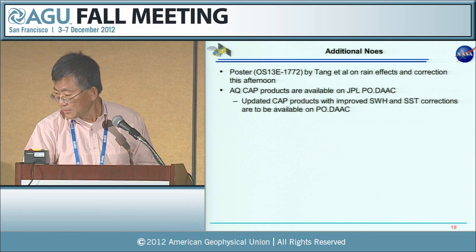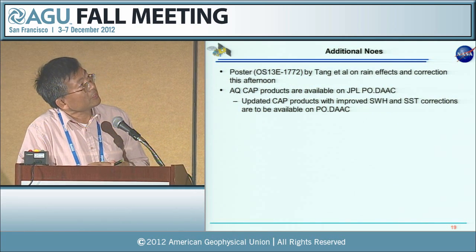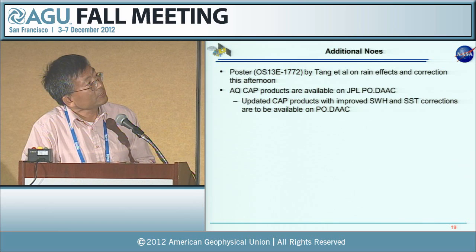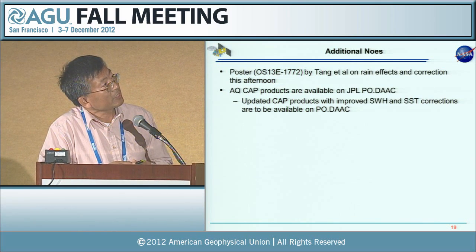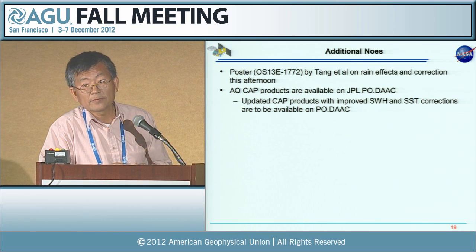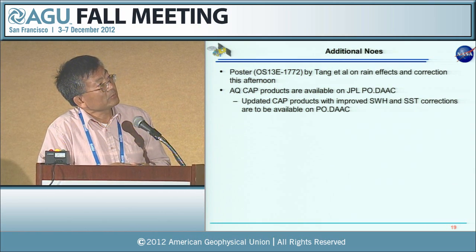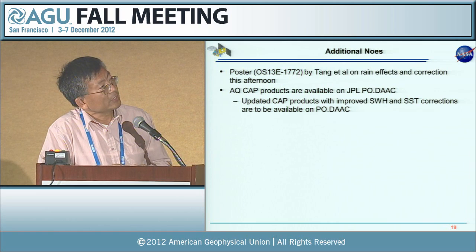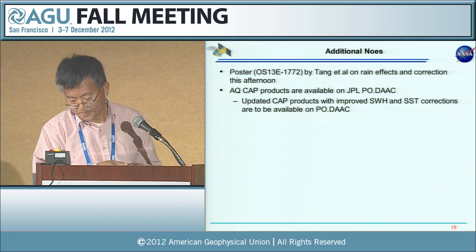And finally, we have a rain correction paper that's in the poster paper. And finally, the Aquarius CAP product is available on the PODAAC website for download. So I encourage you to take a look at that. And the updated product with the SST and wave height correction will be available soon. Thank you.